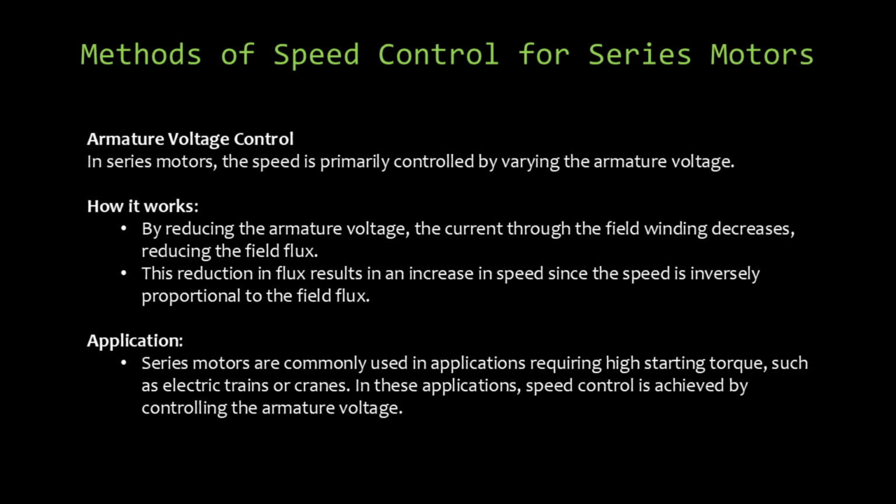For series motors, speed control primarily involves manipulating armature voltage. By reducing the armature voltage, the current through field windings decreases, which in turn reduces field flux. This reduction in flux results in increased speed, since speed is inversely proportional to field flux. This method is particularly useful in applications requiring high starting torque, such as electric trains and cranes.